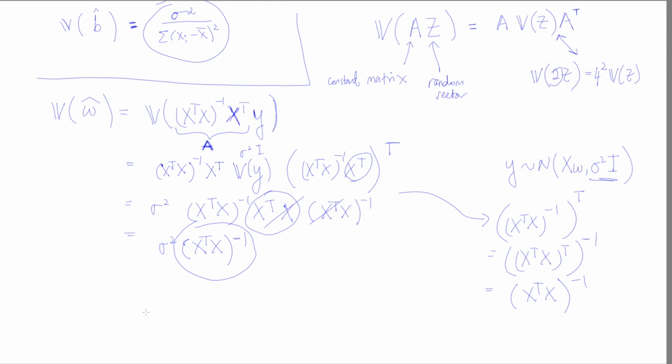So in this video we showed that the expectation of the least squares estimator is the true vector that we're trying to estimate, and the variance is sigma squared X transpose X inverse.